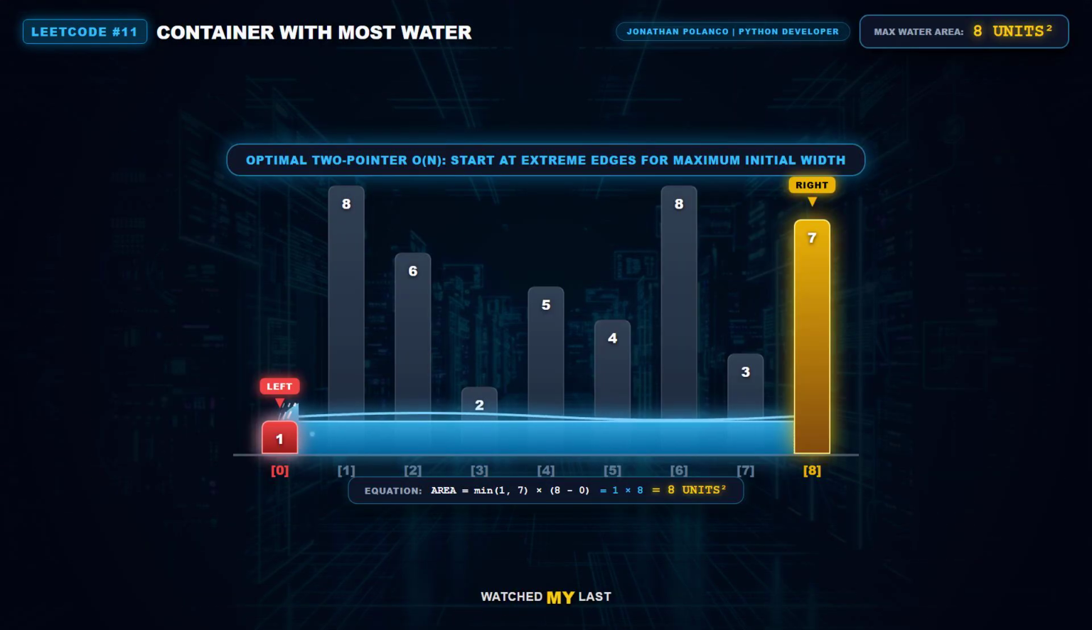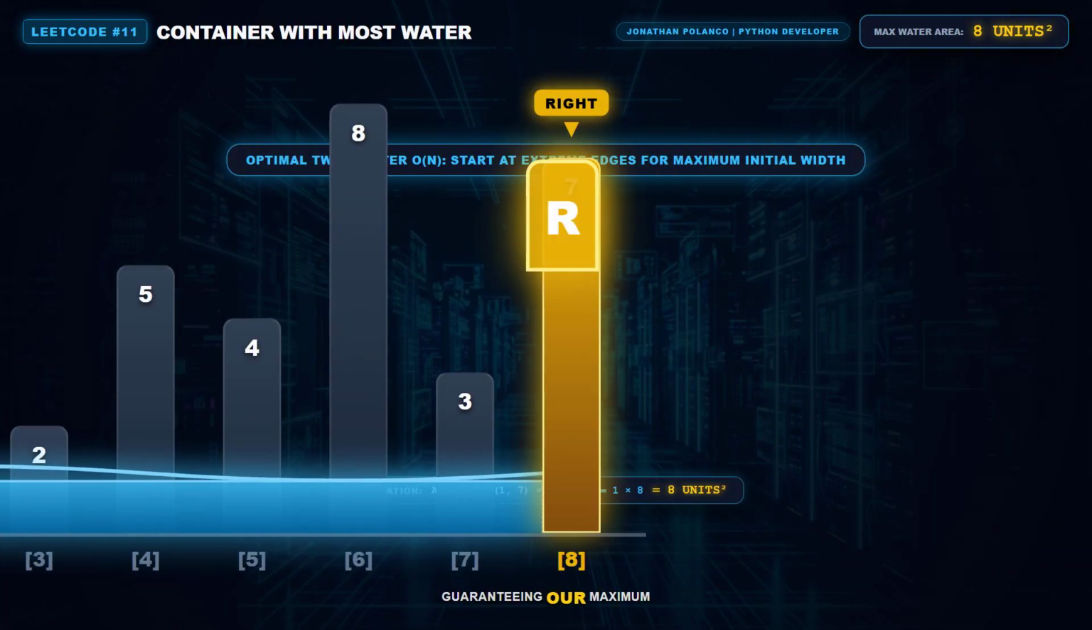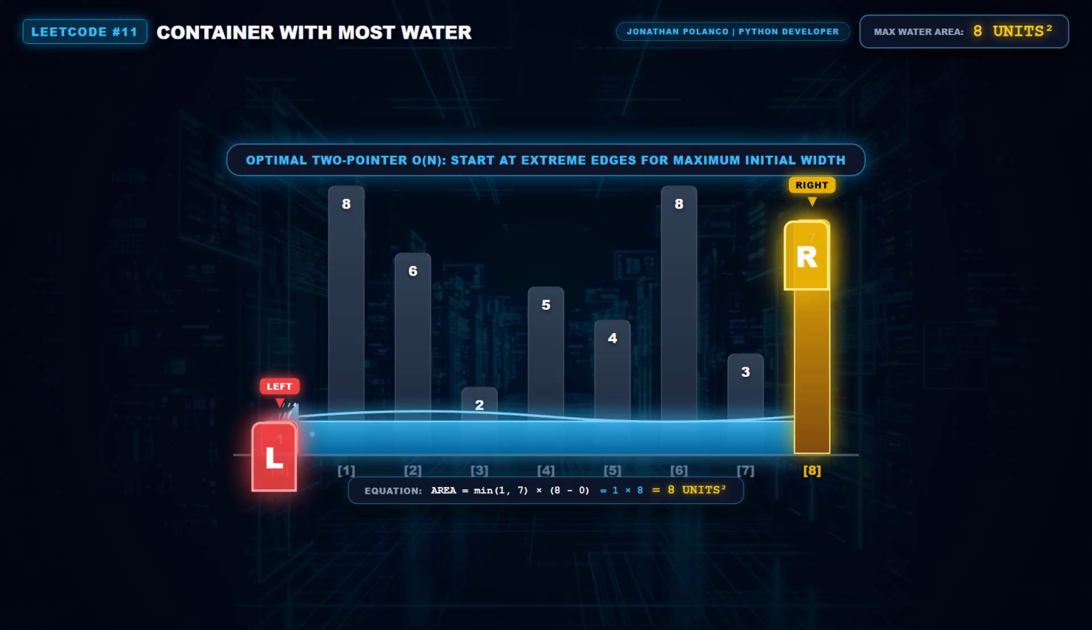Alright, so if you watched my last video, you'll remember how we talked about most LeetCode problems being broken down into just a few simple patterns. Well, what do we actually need to eliminate this O(n squared) bottleneck that we've hit? We're going to deploy the two-pointer pattern, and here's exactly how this works. We place 2 pointers at the extreme edges, guaranteeing our maximum possible width.